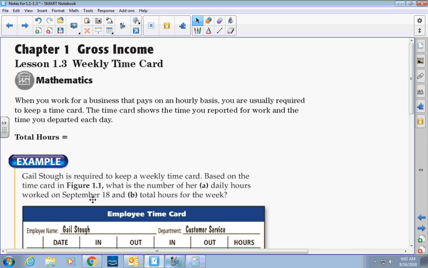The formula for this time cards activity is completely ridiculous. And I apologize in advance for this formula. The total hours you work are the sum of the daily hours. I know.